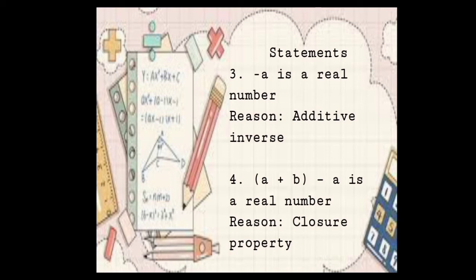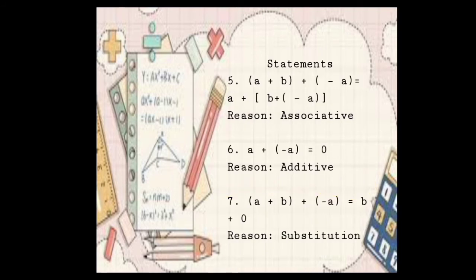4, open parenthesis, A plus B, close parenthesis, minus A is a real number. So it is the closure property, because all of these can be integers. Number 5, A plus B plus negative A equals A plus B plus negative A. It is called the associative property, because changing the grouping of the numbers will not change the result. Number 6, A plus B minus A is equal to 0. So this is additive. Number 7, A plus B plus negative A is equal to B plus 0.